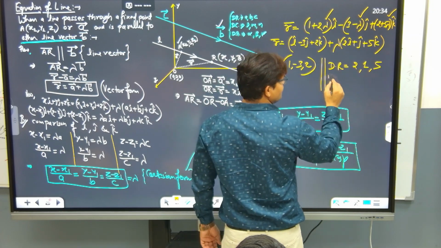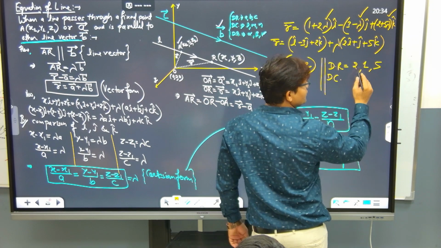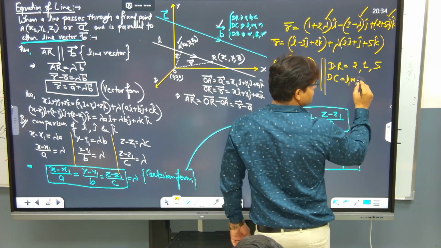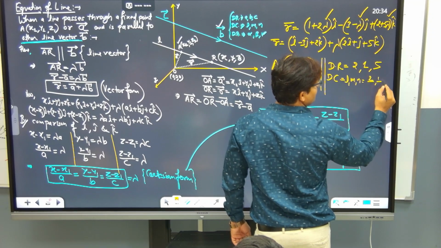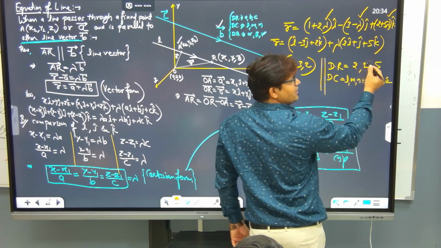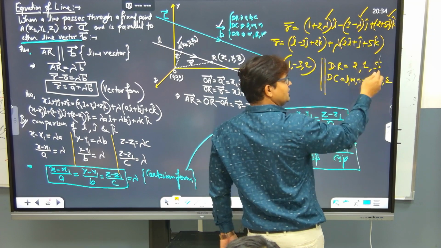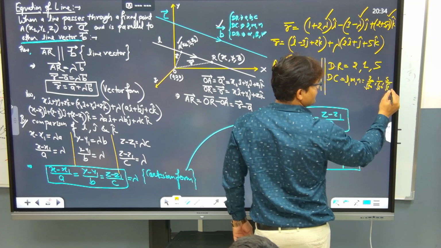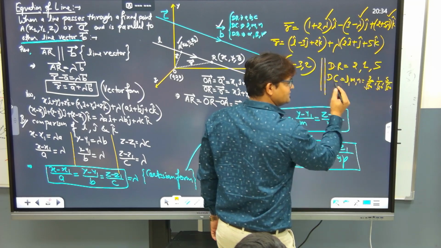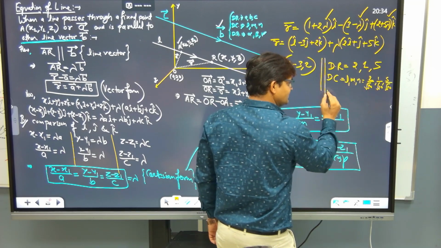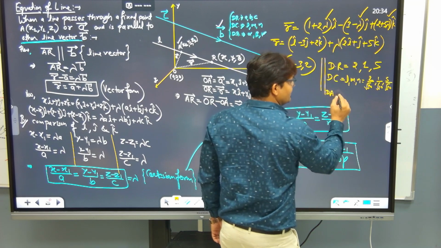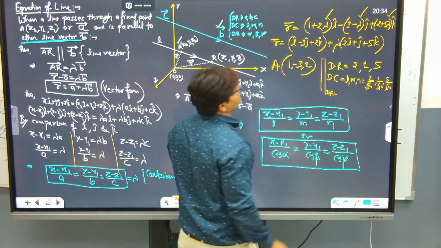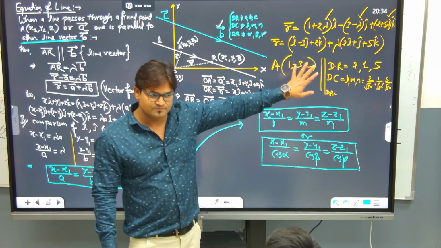In terms of direction ratio, I can write the direction ratio is 2, 1, 5. In terms of direction cosine, direction cosine is l, m, n. So 2, 1, 5 divided by root of 2 square plus 1 square plus 5 square, which is 4 plus 1 plus 25, root 30. So this is direction ratio a, b, c. This is direction cosine l, m, n. And direction angle is, for the same line, cos inverse 2 by root 30, cos inverse 1 by root 30, cos inverse 5 by root 30. This case clear?